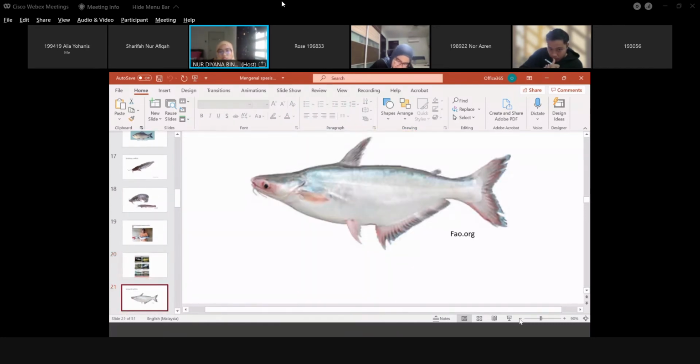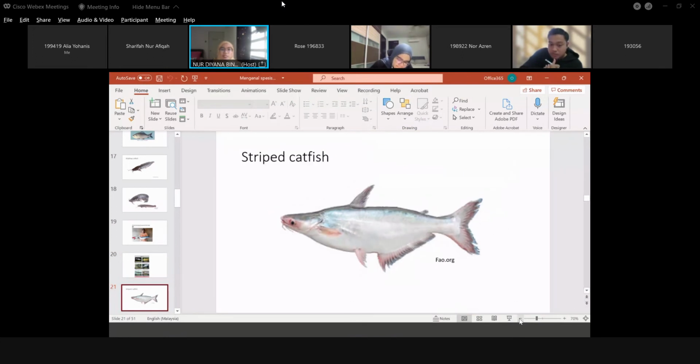Alright, striped catfish. This is ikan patin. We call it ikan patin locally. Ikan patin is commonly referred to as dory. When you eat fish and chips in the shop, or you buy frozen products on the supermarket shelf, what you are getting is actually this patin, the striped catfish, the meat from this fish.